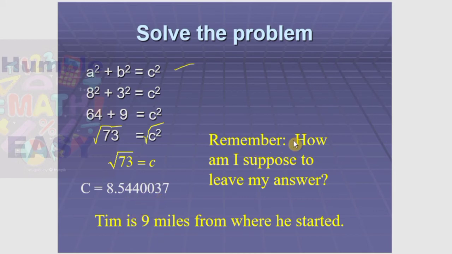8.5440037. Then take note, how am I supposed to leave my answer? It seems that what we now have here is we are going to round off our answer to the nearest mile. And so since this is 8.5440037, in our tenth digit, 5 and up is add 1, so therefore we are going to add 1 to the units digit, so it became now 9. And so we have Tim is 9 miles from where he started. So that is how we cater that kind of example.